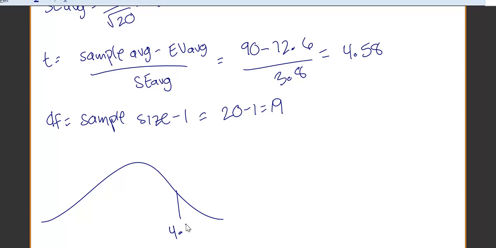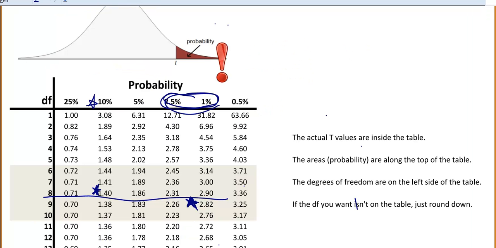So here is my 4.58, but because our alternative hypothesis is just that our population average is not 72.6, we have to look at both tails. So we'll look at the symmetry. We'll find the area to the left of negative 4.58 and the area to the right of positive 4.58. So let's go to our t-table. 19 degrees of freedom, 4.58.